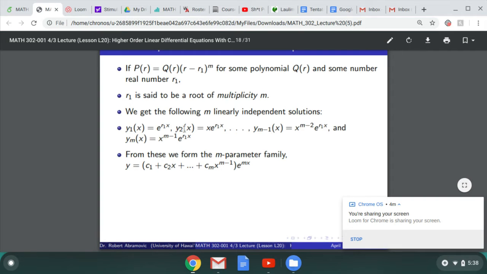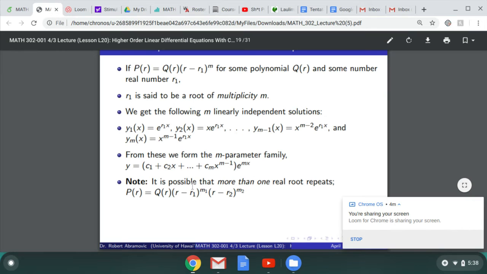From these linearly independent solutions, there's m of them. Remember, we started at e to the r1x, and then y2 of x was x times e to the r1x. We form an m-parameter family, c1 plus c2x, all the way up to cm times x to the m minus 1, times e to the r1x.